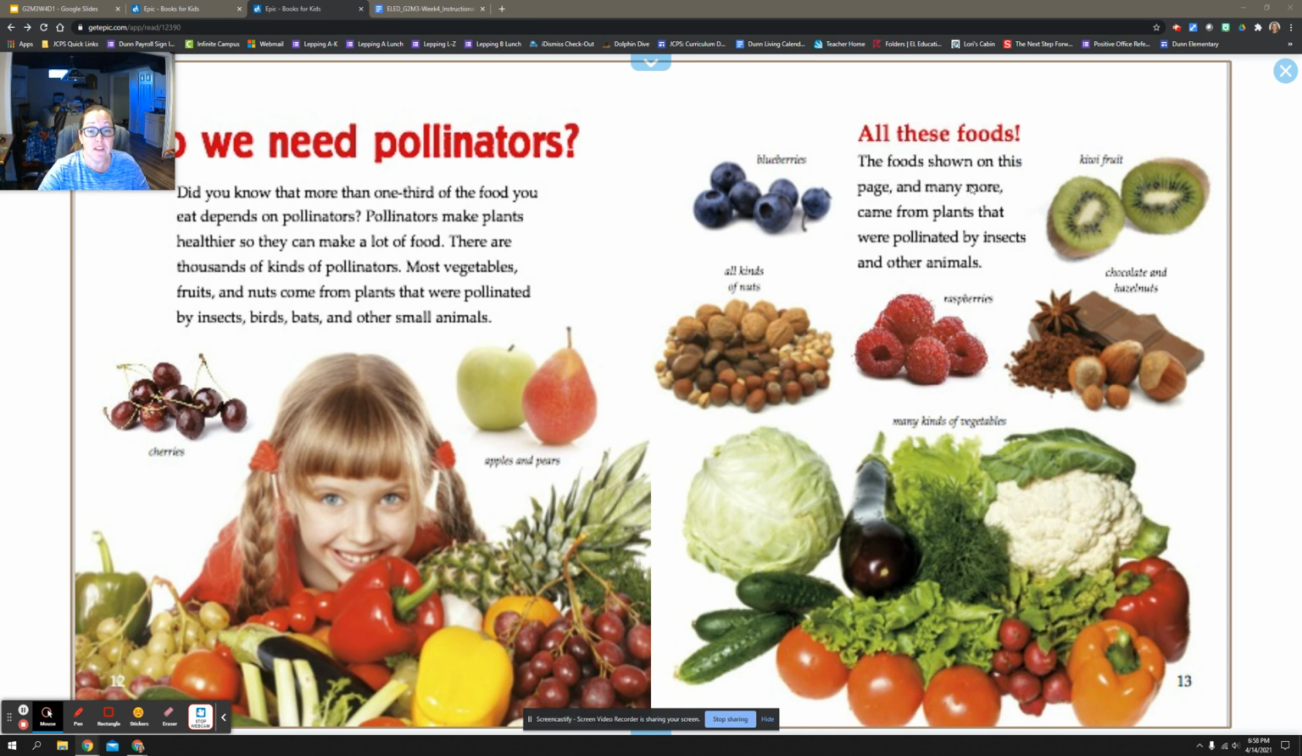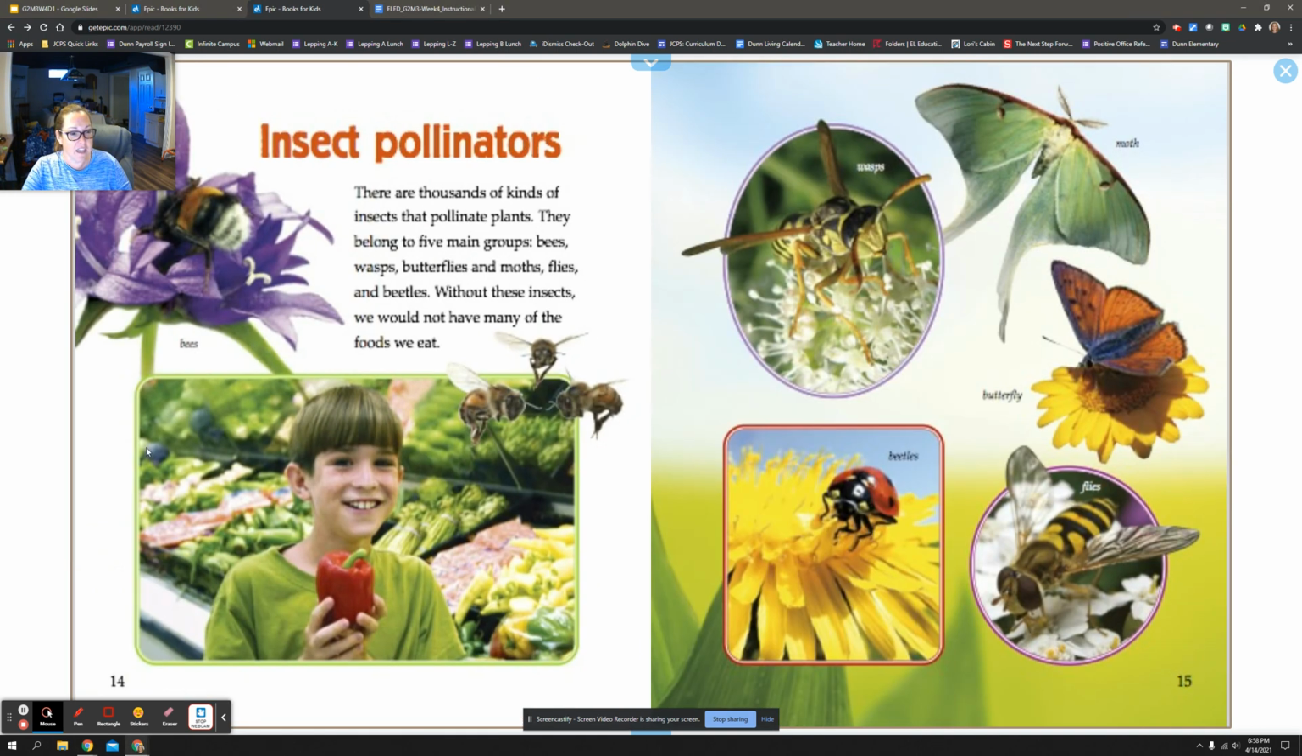The food shown on this page and many more came from plants that were pollinated by insects and other animals. Oh my gosh, how many of these delicious things do you like? Even chocolate? We even have chocolate because of pollinators? Wow. All right, and I said I was going to stop today. Didn't I say that? I think I said I was going to stop at bees are the best. Okay.